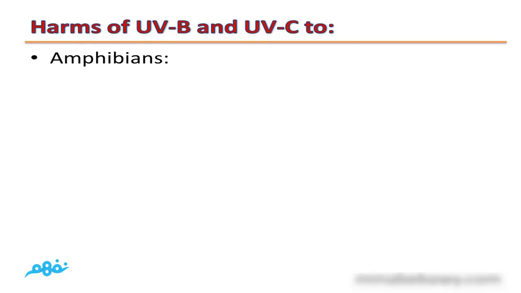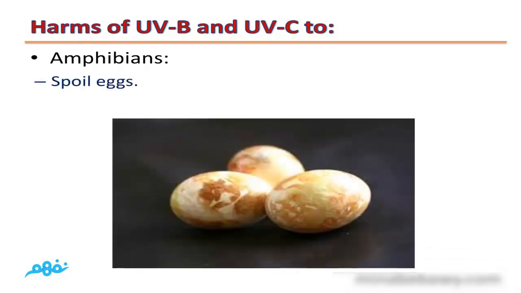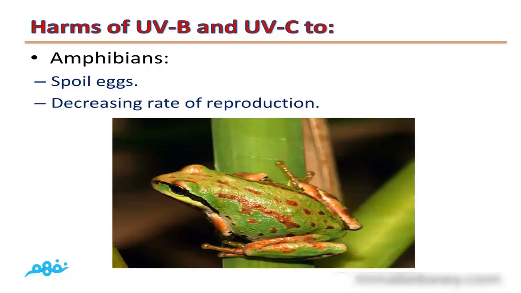Harms of UVB and UVC to amphibians. They cause spoiled eggs, and finally decreasing the rate of reproduction.